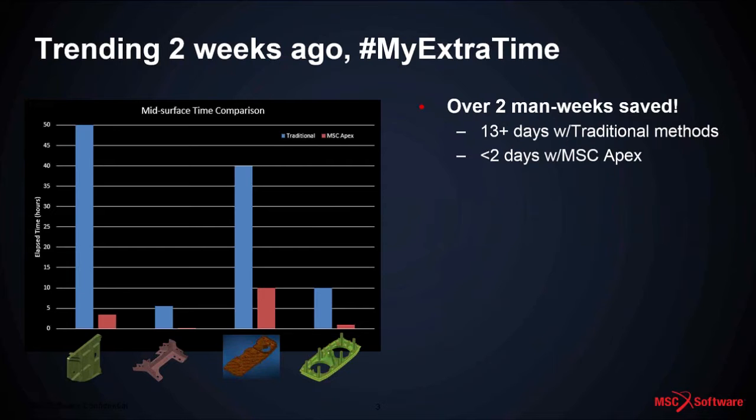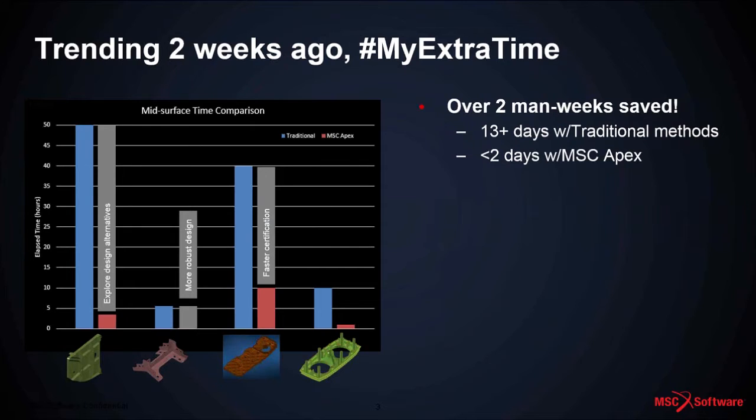And so I asked the question at that time, what are you going to do with your extra time? Because 13 days to 2 days, that's a lot of extra time. So I asked, are you going to explore design alternatives? Are you going to look at more robust designs? Are you going to go to market faster? That usually is money in your pocket. Money in your pocket's greater profits. That's good. Of course, you could also choose to do other things with your extra time. You could actually choose to just have longer lunches.